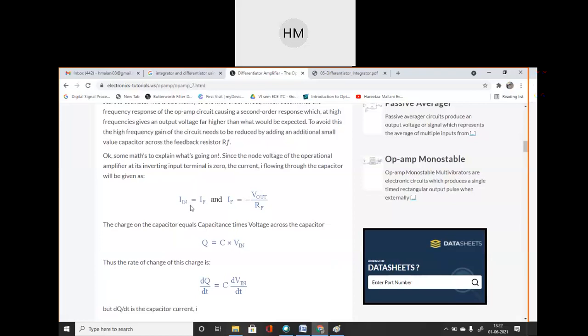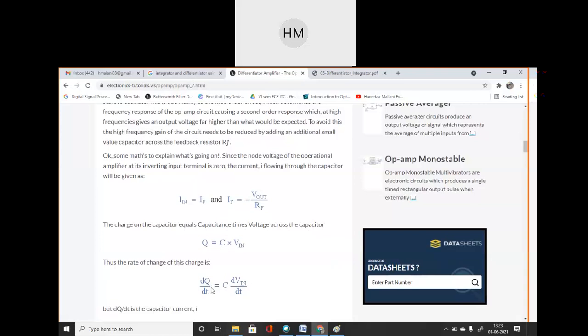So you can see this circuit. In the circuit, if you have drawn it in your copy, I in is equal to IF. We all know IF is my V out upon RF. The charge on the capacitor equals capacitance times voltage across the capacitor. This equation we all know. Charge of capacitor Q is given by C into V in. Thus, the rate of change of this charge is given by dq by dt, which is equal to C dV in by dt. Is it clear, students?